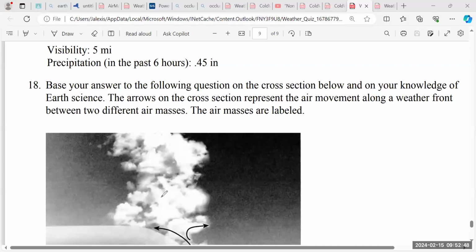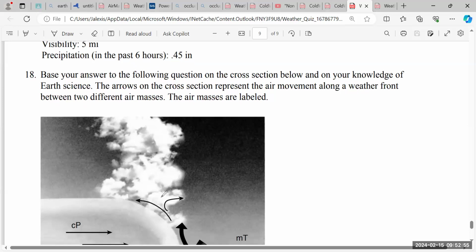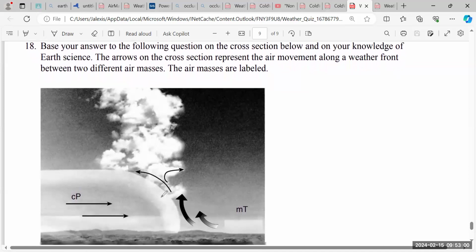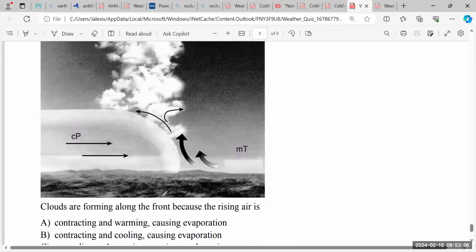All right, number 18, it says, base your answers to the following questions on the cross section below and on your knowledge of earth science. The arrows on the cross section represent the air movement along a weather front between two different air masses. The air masses are labeled. Automatically, I see a cP air mass, which represents a cold and dry air mass, and an mT air mass represents a warm and wet air mass.